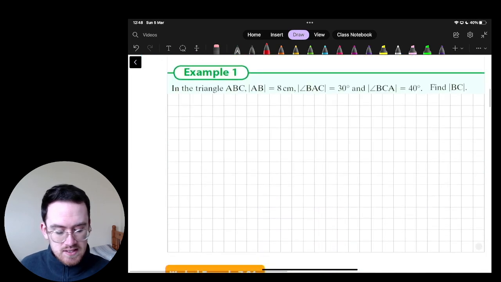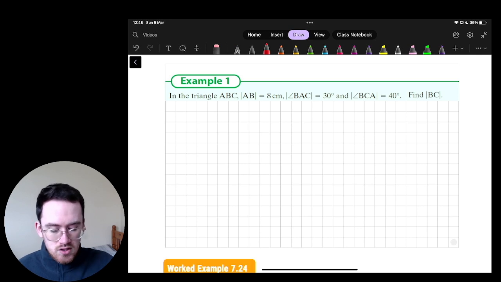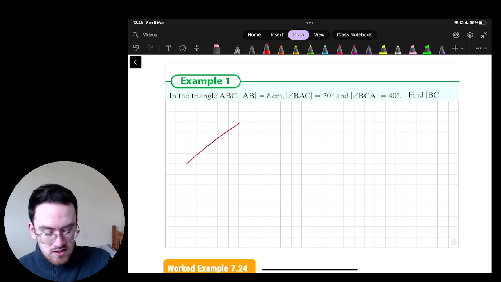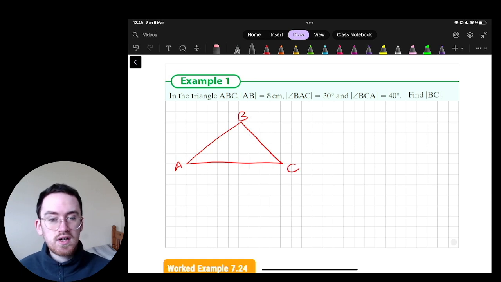So let's see how it looks in terms of an example. In the triangle ABC, side AB is 8 centimeters, angle BAC is 30 degrees, and angle BCA is 40 degrees. Find side BC. So the best way to start these sort of questions is to just draw a quick sketch. Obviously, the sketch doesn't have to be entirely accurate, but it gives us a sense of what we're looking at, and it helps us label sides.